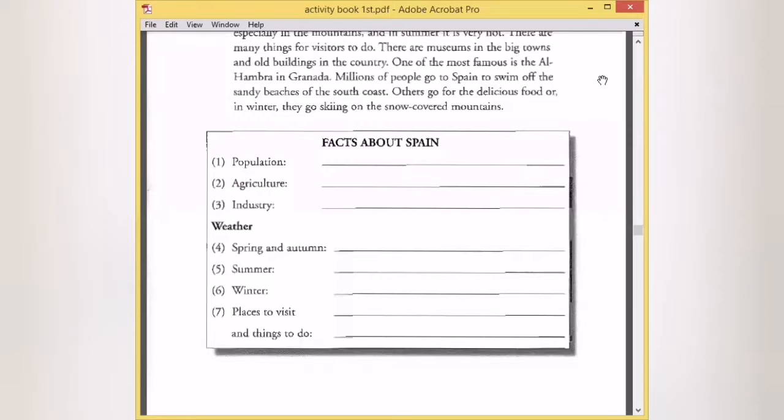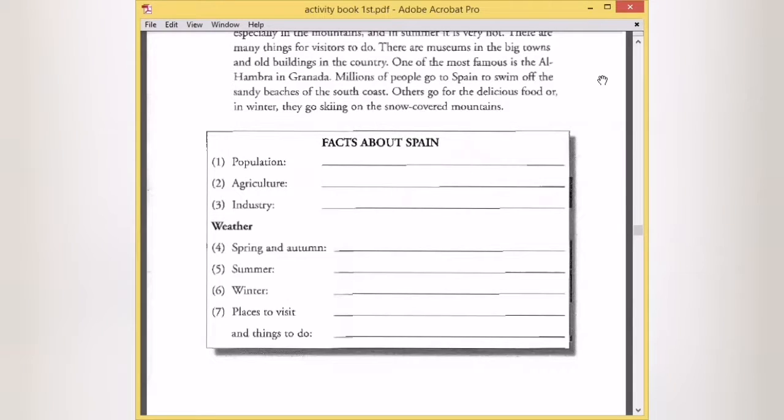Now, number 3, industry. Industry. What do they make? Cars, ships, clothes, shoes, and tourism. Tourism. This is an industry. It is called industry. So now weather. Spring and autumn. Spring and autumn. What about the weather? We don't have time, Awab.